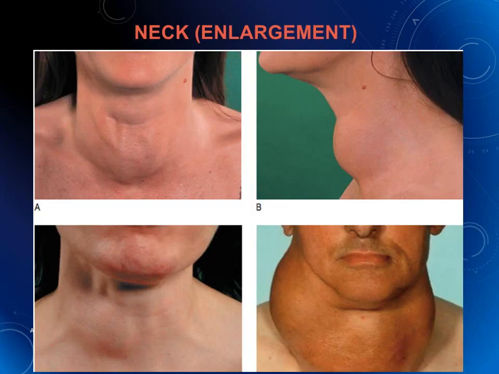Examination of neck can reveal enlargement of neck because of goiter. This is an abnormal enlargement of thyroid gland. And there are three types of goiter shown here. First is diffuse in Graves' disease. Two of them are uninodular form, and the last picture shows multinodular form of goiter.